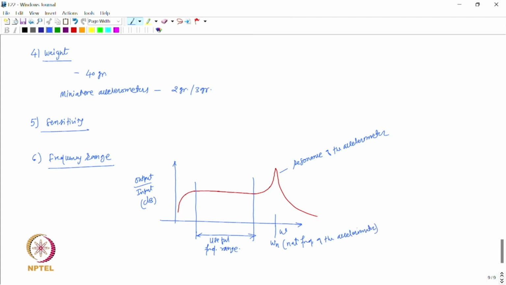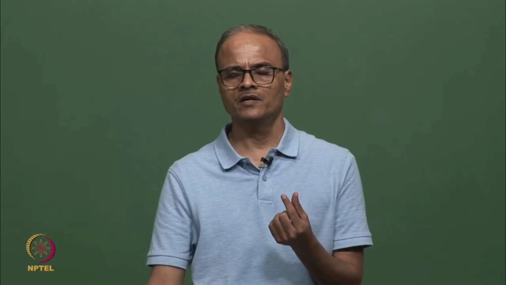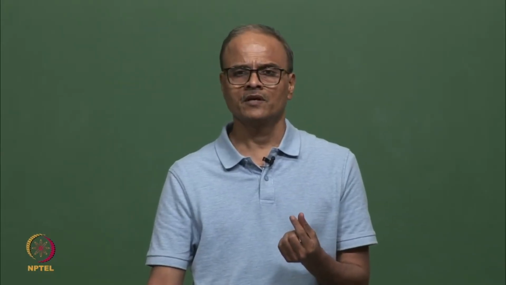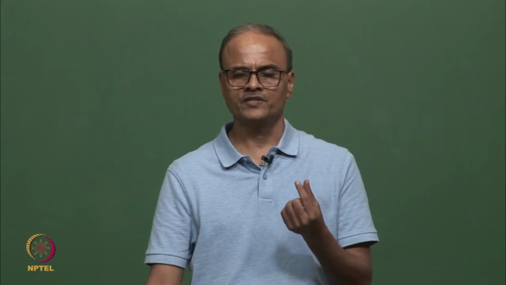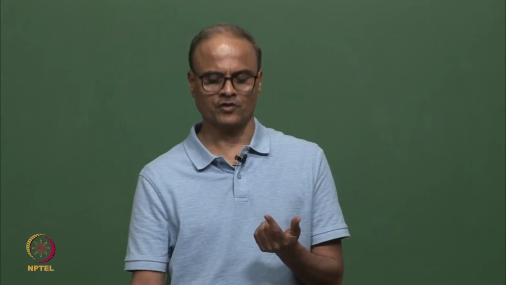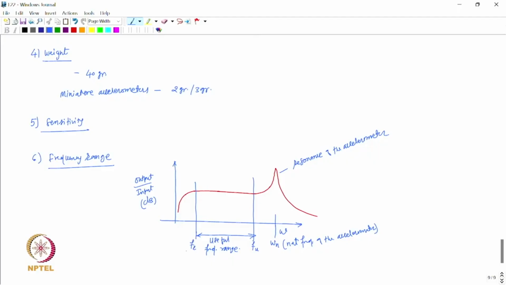So, therefore, the upper cutoff of the frequency range, let us call it FU, is basically limited by the natural frequency of the accelerometer. It is seen that the accelerometer also cannot be used for measuring static acceleration, or acceleration with very low frequency, and therefore that determines the lower cutoff frequency of the accelerometer.